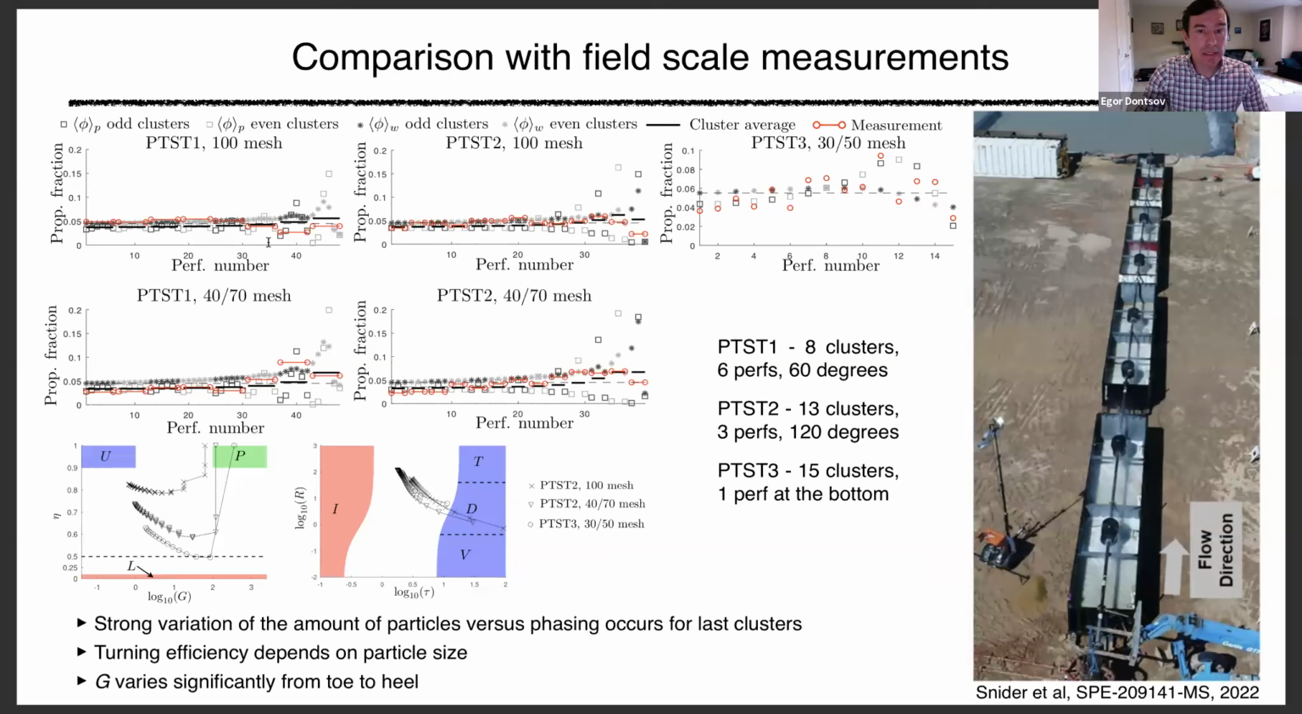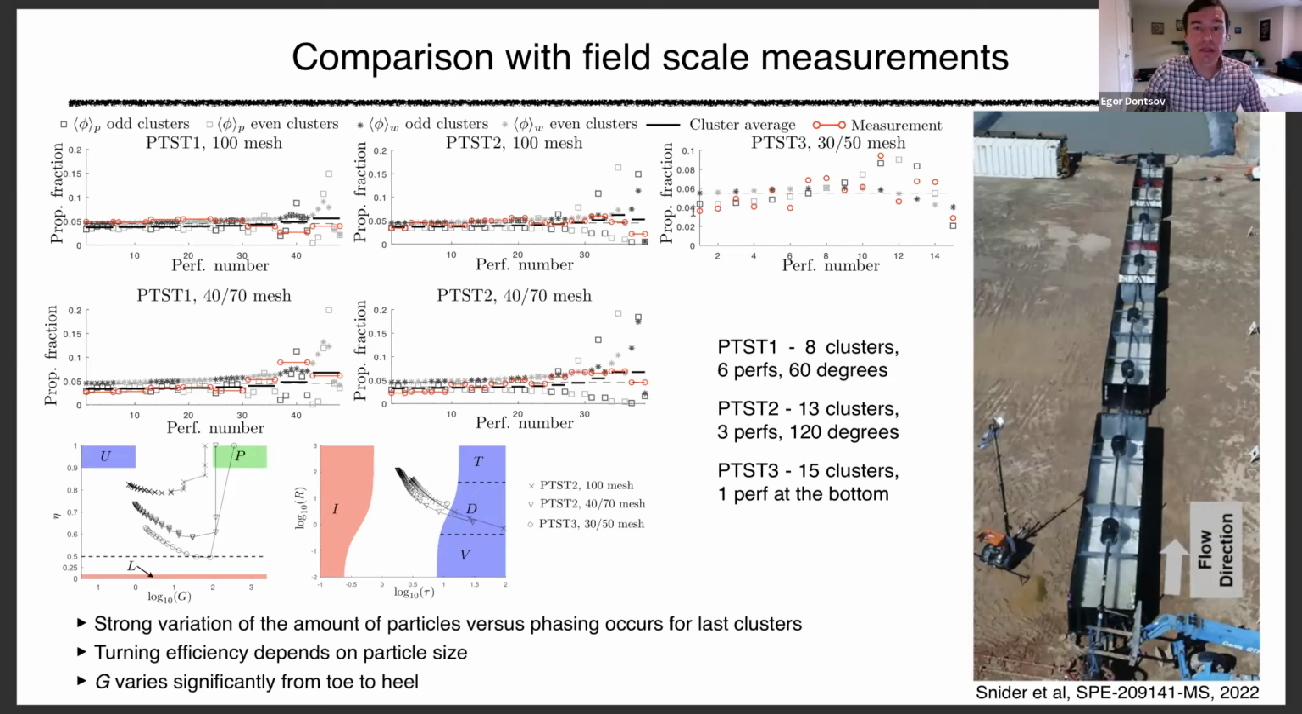So it's a little messy here and hard to see, sorry, but essentially for 100 mesh, things are pretty much flat, from both field scale measurements and the model. We have a feature where things can start going down for the last clusters for these PTST2 cases, and we have it both for 140/70 mesh. But I really like this case, 30/50 mesh.